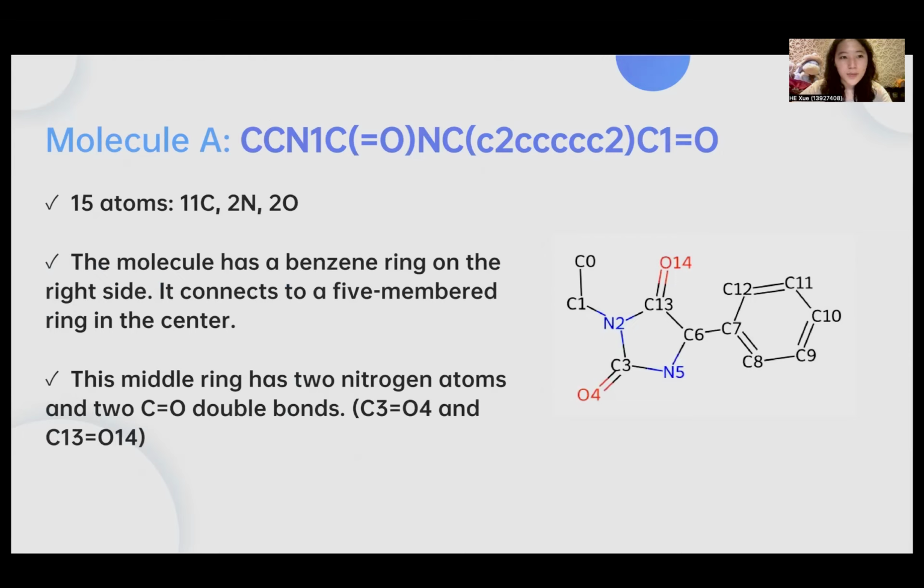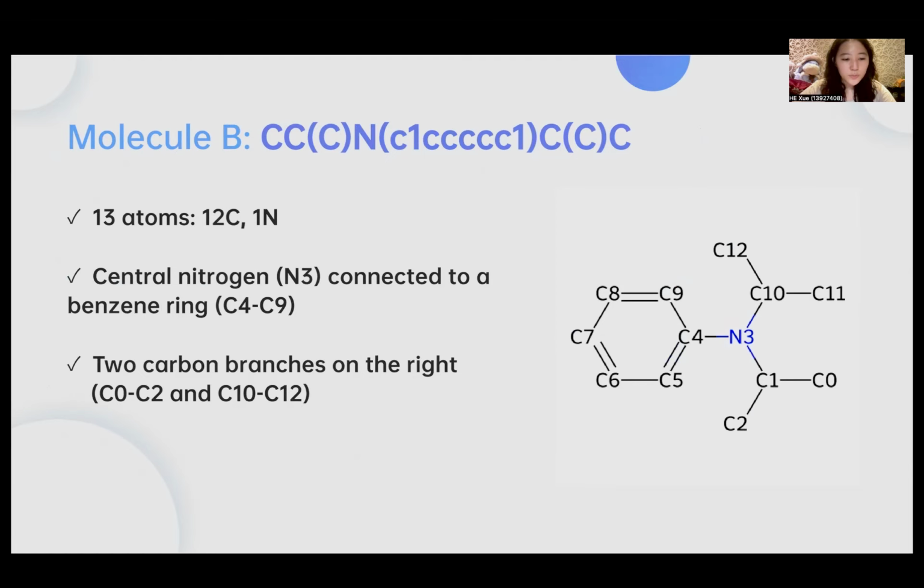And here is molecule A. The molecule has a benzene ring on the right side. It connects to a 5-member ring in the center. This middle ring has 2 nitrogens, N2 and N5, and 2 carbon to oxygen double bonds, O4 to C3 and O14 to C13. And here is molecule B. A central nitrogen atom N3 connects a benzene ring on the left and 2 carbon branches on the right.